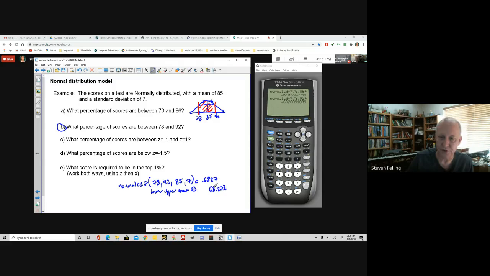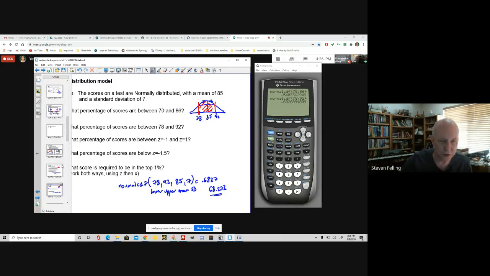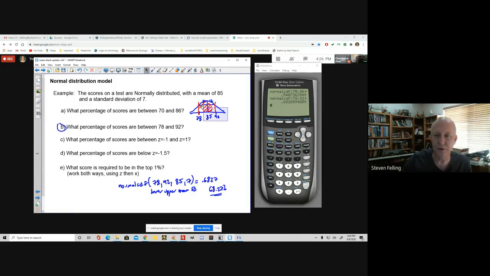68.27%. So for any normal distribution, about 68% of the data is within one standard deviation of the mean. Okay. All right. Let's do another clone of this page so we can do the next problem. Okay, so for this one, we'll start over. But this time, let's go ahead and do problem number C.